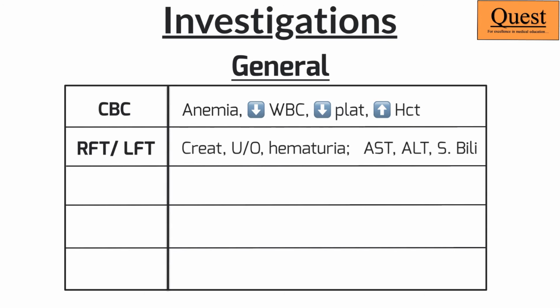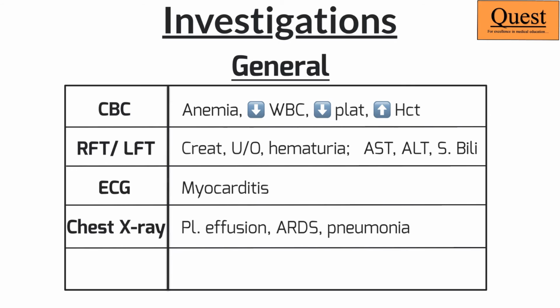I am going to monitor the patient's urine output and I am looking for any signs of hematuria for patients of malaria as well as dengue. It's a good idea to have the coagulation profile done, especially when I am looking for evidence of bleeding. I would do an ECG to look for myocarditis, and I'll do a chest x-ray to look for associated pleural effusions or ARDS. Of course, I would do an x-ray to rule out pneumonia as well.